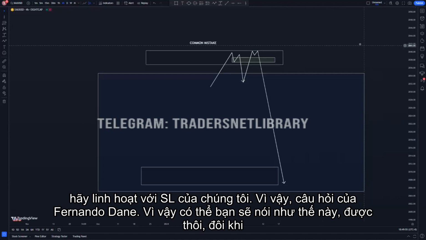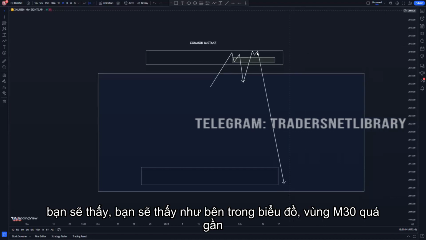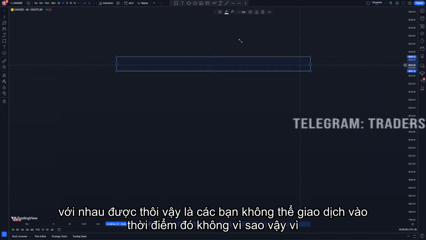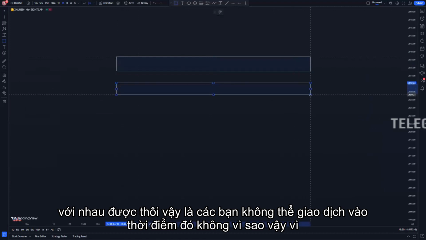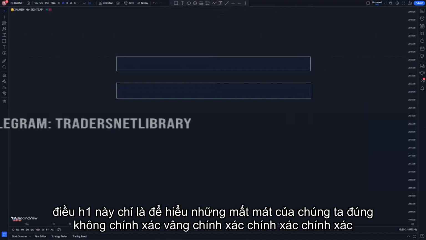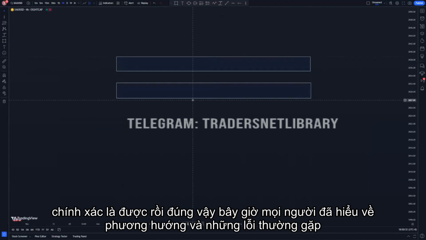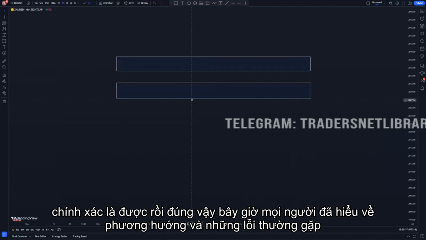Okay. Maybe you're going to say, sometimes you see inside the chart the M30 zones are too close to each other. So can you not trade at that time? No. Because of that, we need another topic in our next session, which is going to be about the volume. This H1 thing was just to understand our losses, right? Yes, exactly. So now everyone already understands about direction and the common mistake.